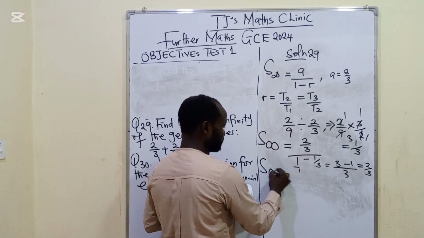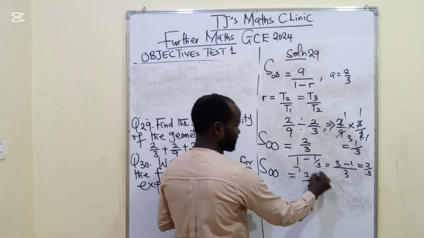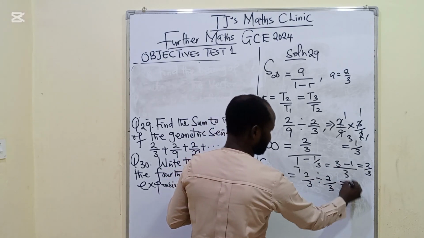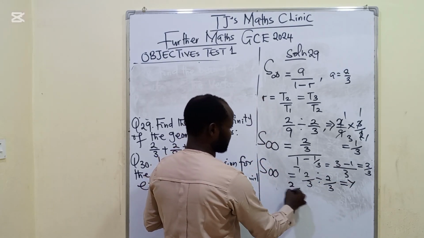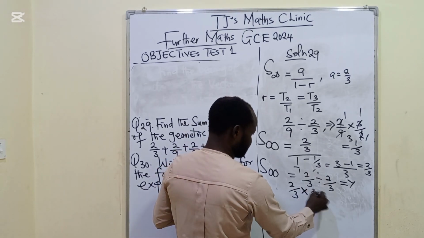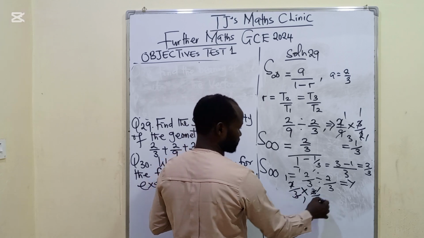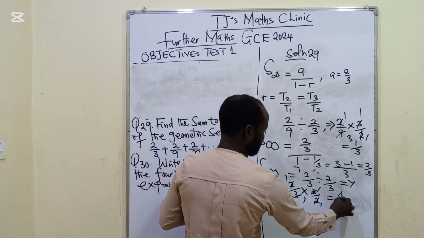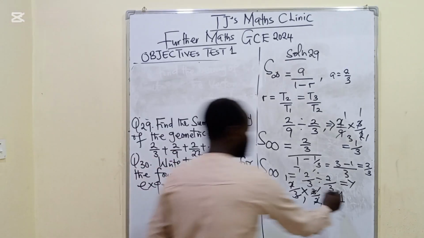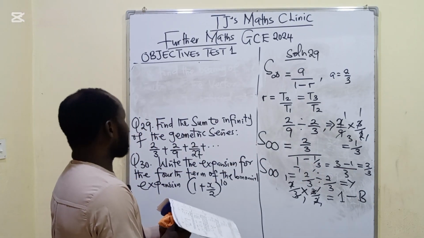The sum to infinity now will be equal to 2 divided by 3. That's our numerator. Then divided by what we have in the denominator, which is 2 divided by 3. This implies 2 divided by 3, we change this to multiplication, that will be 3 divided by 2. 3 here, 1, 3 here, 1, 2 here, 1, 2 here, 1. At the end of the day, we'll have 1. So the correct answer is 1, which is option B. So that's the solution to 29.